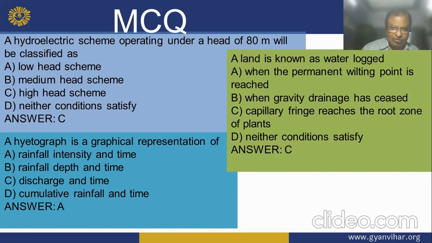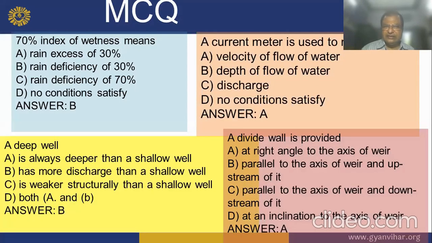A hyetograph is a graphical representation of rainfall intensity and time, rainfall depth and time, discharge and time, or cumulative rainfall and time. Which is the correct answer? The correct answer is A, rainfall intensity and time. The next question: 70% of normal wetness means a rain deficiency of 30%.